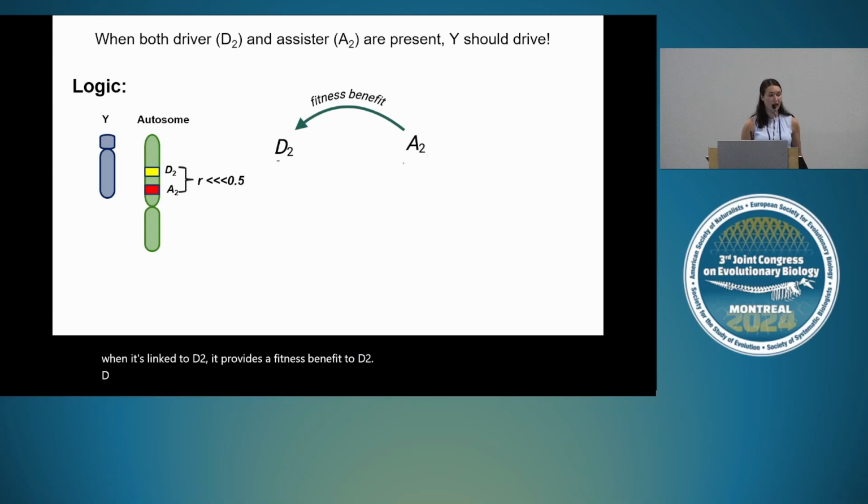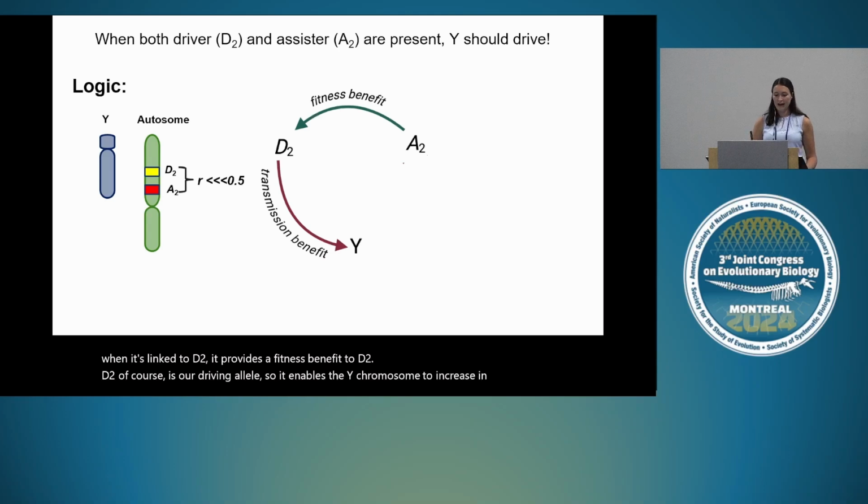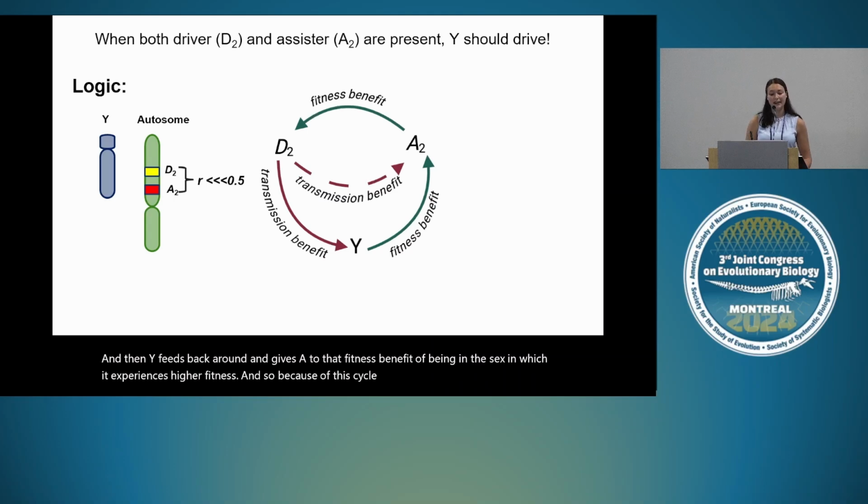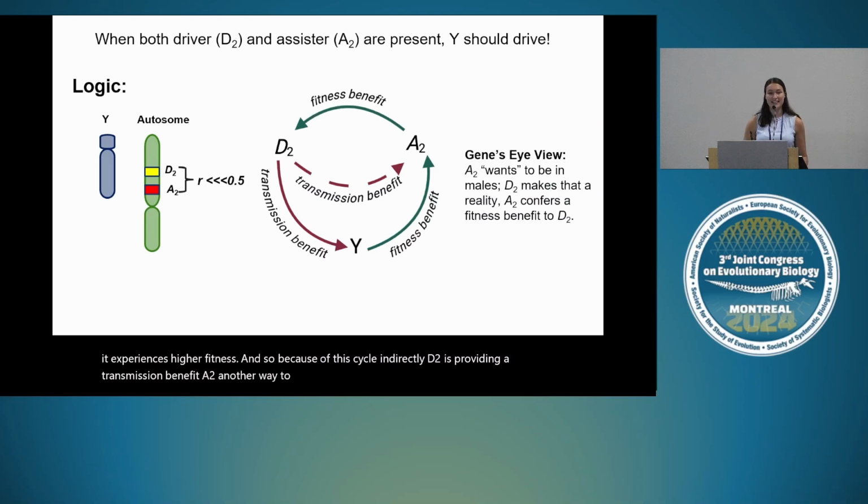D2, of course, is our driving allele, so it enables the Y chromosome to increase in frequency. And then Y feeds back around and gives A2 that fitness benefit of being in the sex in which it experiences higher fitness. And so because of this cycle, indirectly, D2 is providing a transmission benefit to A2. Another way to explain this synergy is that A2 wants to be present in a male, again, because this is where it experiences higher fitness. D2, by driving the Y, makes this a reality, and then A2 confers a fitness benefit to D2.